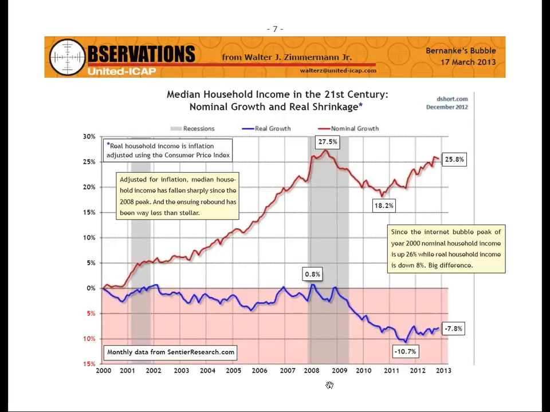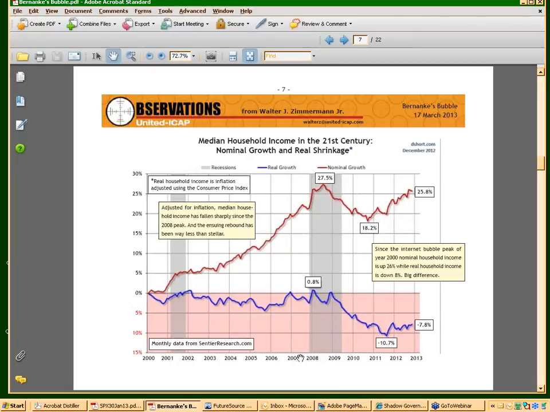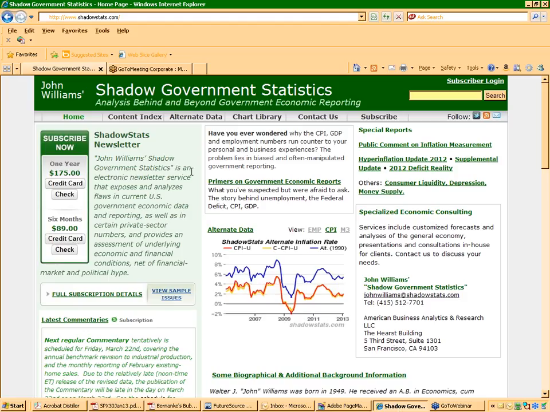Now, where do we go for real inflation numbers if we can't go to the propaganda machine of the U.S. government? Well, just a quick suggestion here. There's been a fellow called John Williams who, as an accountant, noticed that the CPI and the GDP and the unemployment numbers weren't really adding up to non-government numbers. So he started digging a little deeper, and he has a subscription service here.